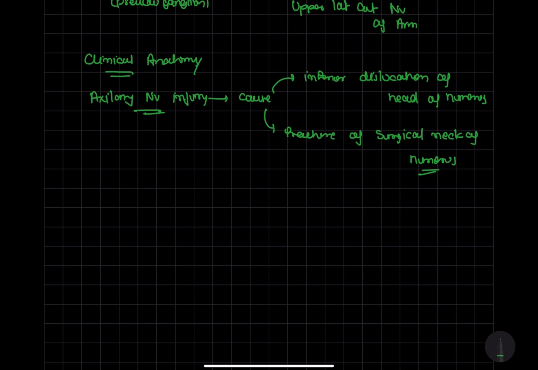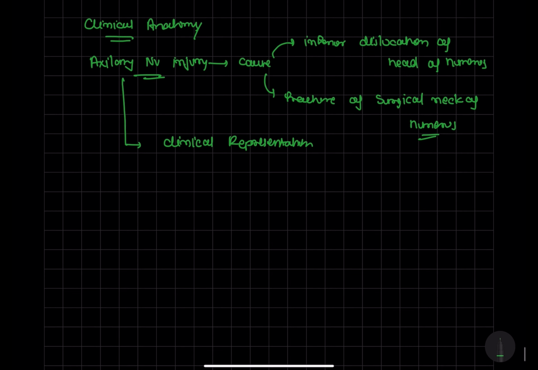Now you know the reasons why the axillary nerve could be damaged, but the patient will not tell you that I have an inferior dislocation of the head of the humerus, that is why I have damaged my axillary nerve. You have to identify it, you have to diagnose it: this person is suffering from axillary nerve damage. So what would be the signs that you will see? The first would be the clinical representation: the patient will not be able to do abduction. So the abduction will be impaired.